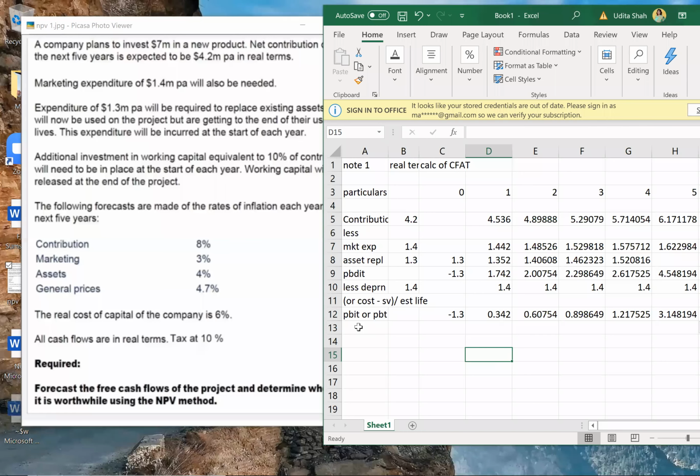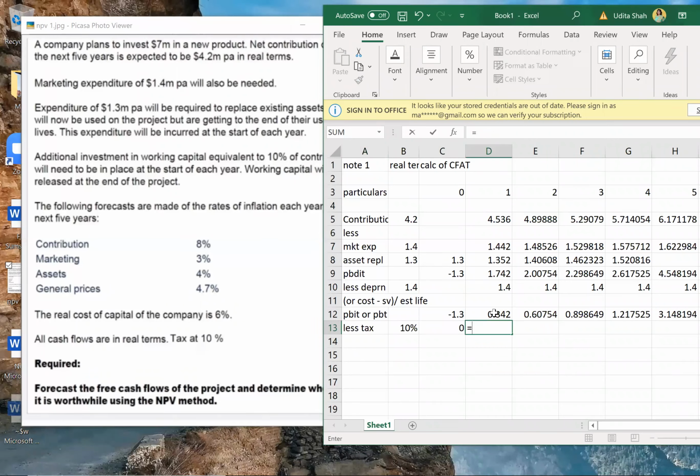So from PBT, what we'll do? Less tax. How much is the tax? Tax is 10%. Now, guys, see the problem. Year 0 also has a cash flow. So year 0, no tax, correct? Because of loss, no tax.